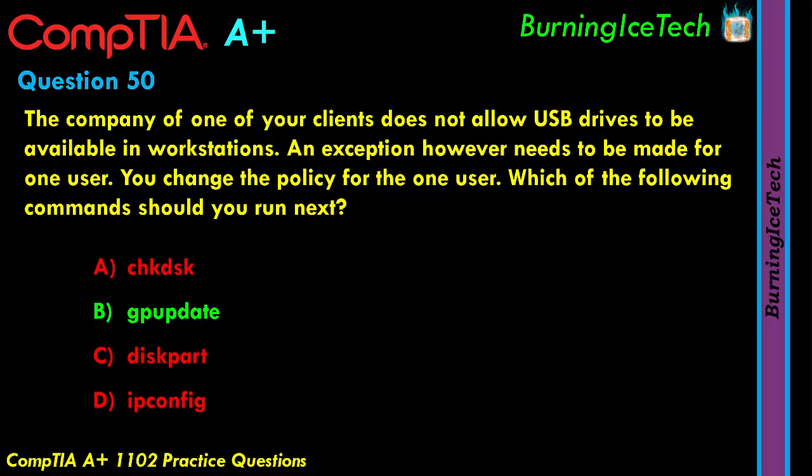If you look at answer C, we know it's not C or D because I just told you it's B. C, which is disk part, is to go and partition a hard drive, to go and subdivide it into more partitions or more sections. Answer D, which is IP config, is just to show you the most basic networking configuration on that specific device. It's going to show you the IP address, the subnet mask, that kind of information.